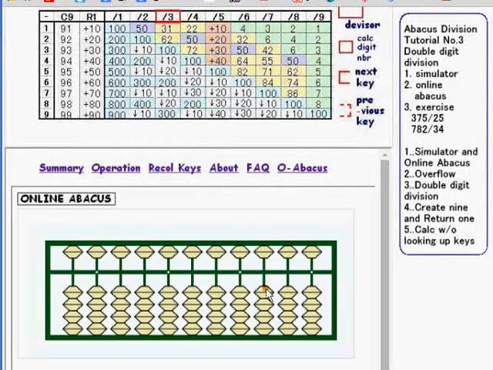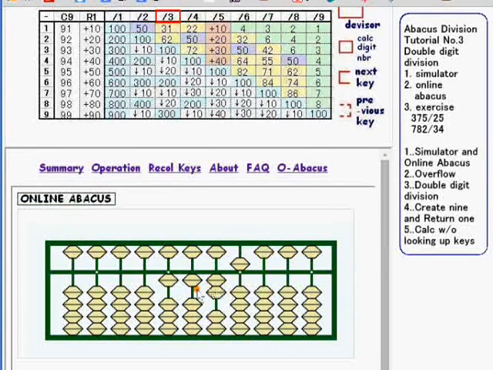Click here. First exercise, 375 divided by 25. The calculation digit number is 3. For 3 over 2, the division key is 100. So subtract 2 here, add 1 here. And subtract 1 times 5 from 17. It's like this.